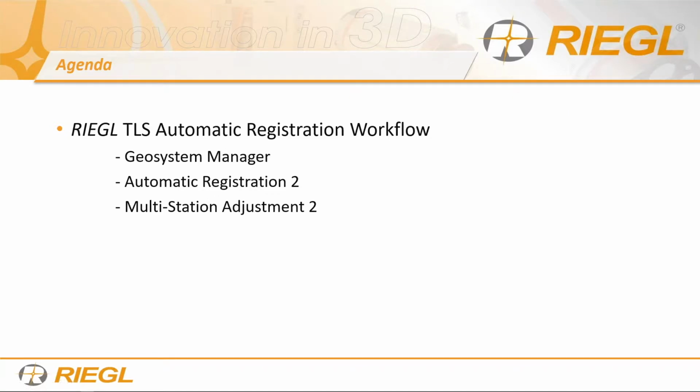So take a look at the agenda. It's pretty short, but there's a lot of stuff in there. First, the RIEGL TLS automatic registration workflow. We're not going to get into the weeds with Joseph's Manager. That'll be for another webinar because Joseph's Manager is pretty big. But I will show you what's required in Joseph's Manager in order to reference your project into your coordinate system that you're working in, whether it's state plane, UTM, or just WGS84. Then we're going to take a look at automatic registration 2, go through the workflow, and then the motion session adjustment 2.